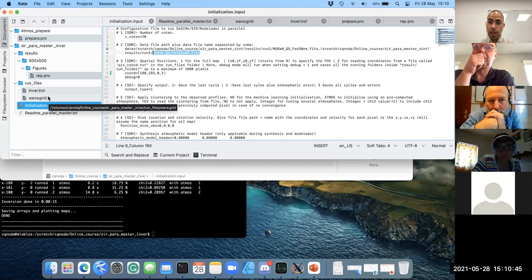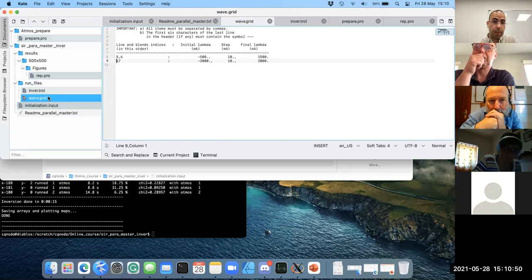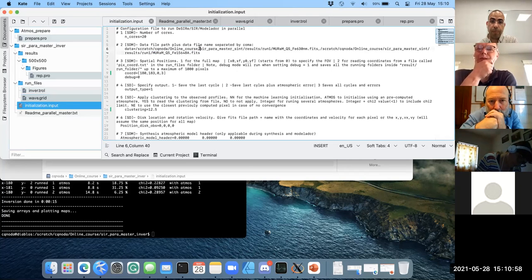So the idea is that our wave grid file for the inversion should be the same as for the synthesis, and is this one. Then, as we have two entrances here, we also need two files separated by a comma in this part, okay? So these are the two that we created adding noise. Then, as always, we need to define coordinates. I picked this for an example later, so I will show you why.